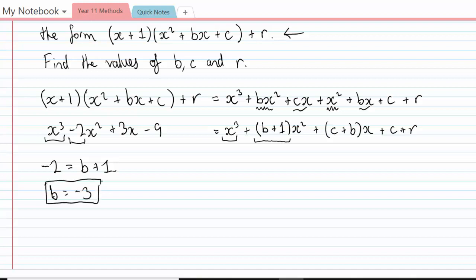Alright, we're looking good so far. The next thing is to consider the coefficient of the x term. So I can see that we have a positive 3 as the coefficient of x. And over here, we have a coefficient of c plus b. So that means that 3 must equal c plus b. But we already found out what b was, and we know that b is negative 3. So that means 3 equals c minus 3, which I can then solve for c by adding 3 to both sides and getting c equals 6.